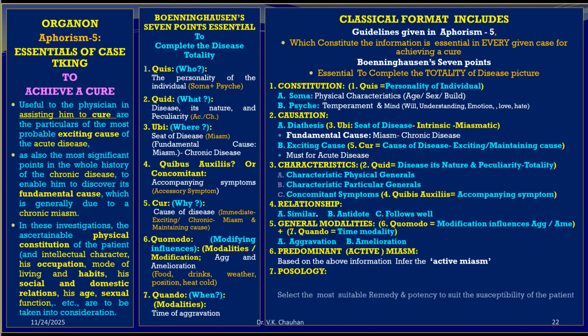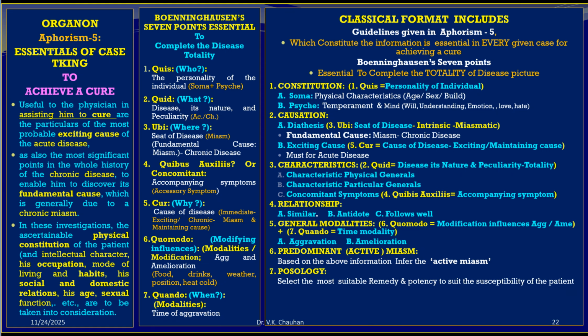And then you come to the posology: select the most suitable remedy and potency according to the susceptibility, age, sex, miasm, problem. It can be an acute intercurrent miasmatic remedy sometimes. It can be a constitutional remedy, or it can be acute, subacute, or a second prescription. So this is the information which we generally have.